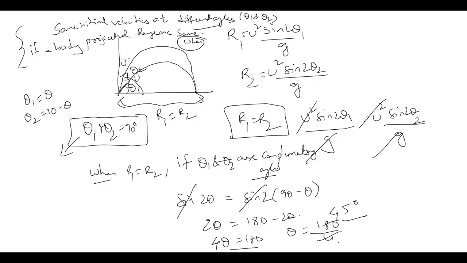For theta 45 degrees, range is maximum. Understanding? For the same initial velocity, the range of the projectile motion is maximum if theta is 45 degrees. Theta is 45 degrees. Understood?